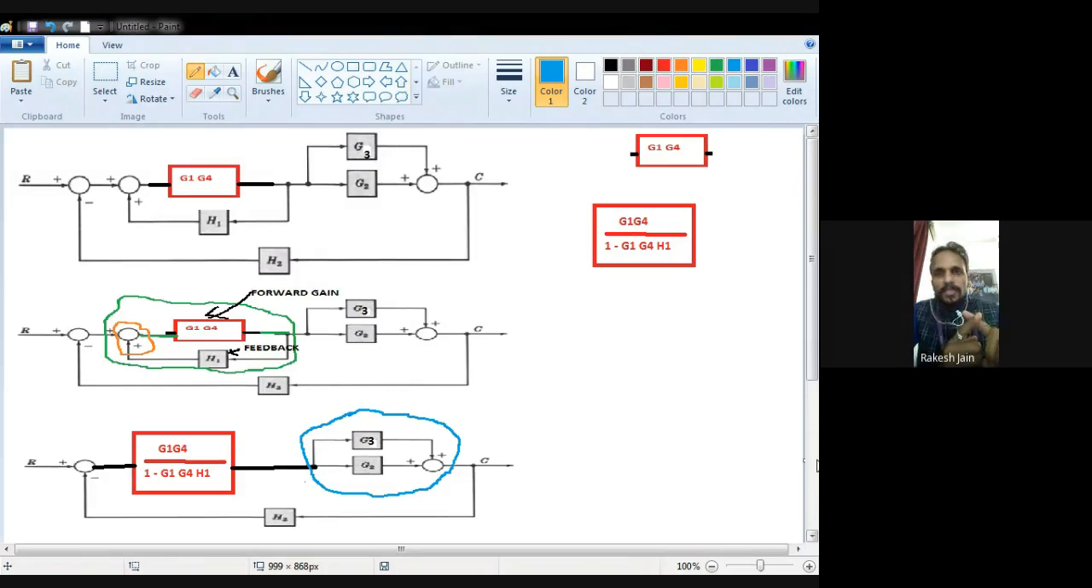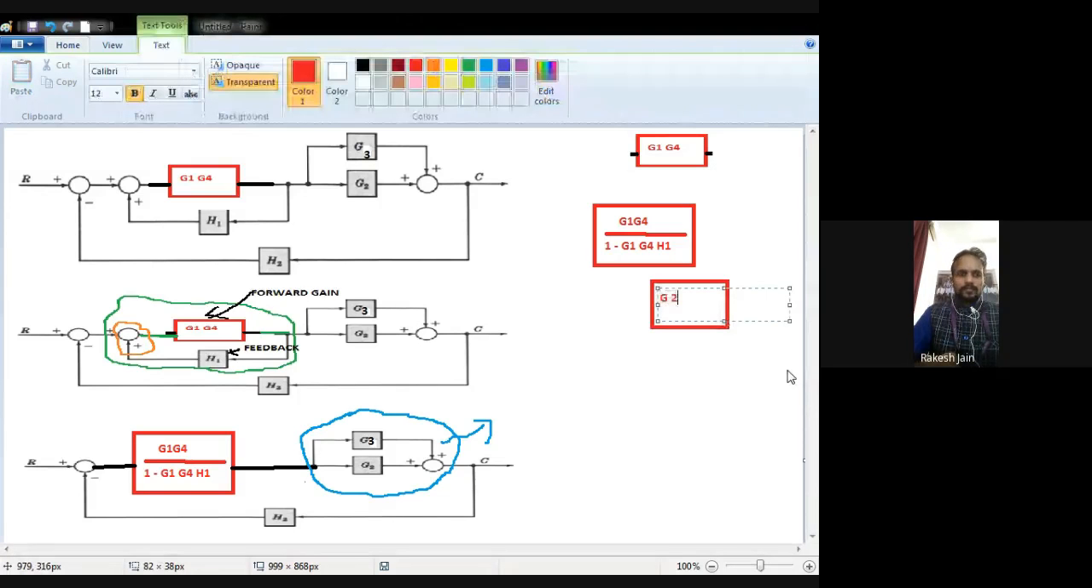So they will be added to each other, G2 plus G3, as per the rule: if blocks are in parallel, then they will be added to each other and converted into a single block, which I show here, so you will understand step by step. So they will be converted into G2 plus G3.